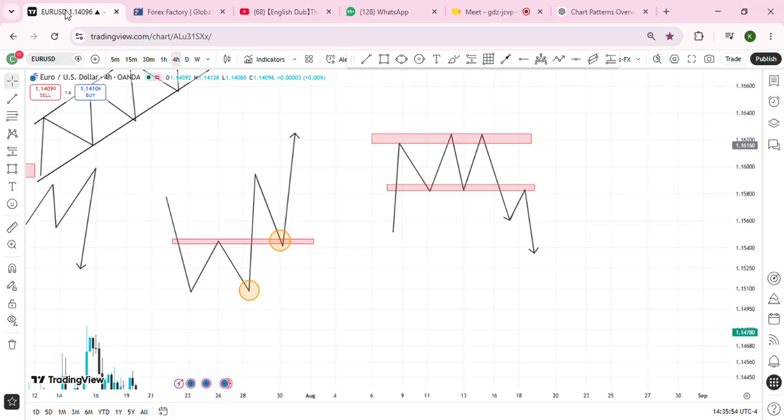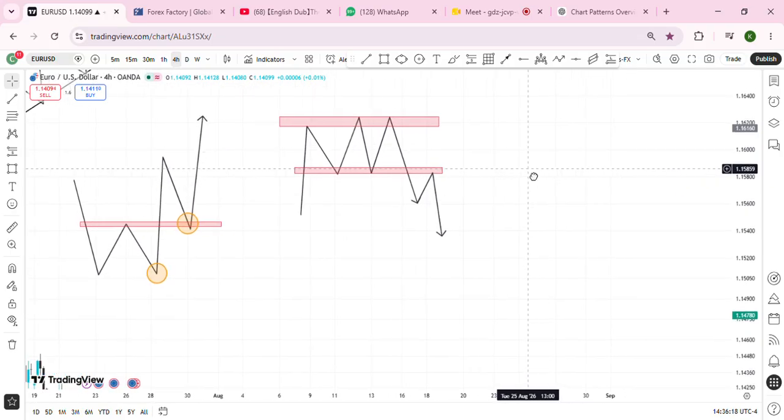So we were talking about this triple top, but I had told you I don't like trading it. Yeah, so let's check on the other one, which is the triple bottom.